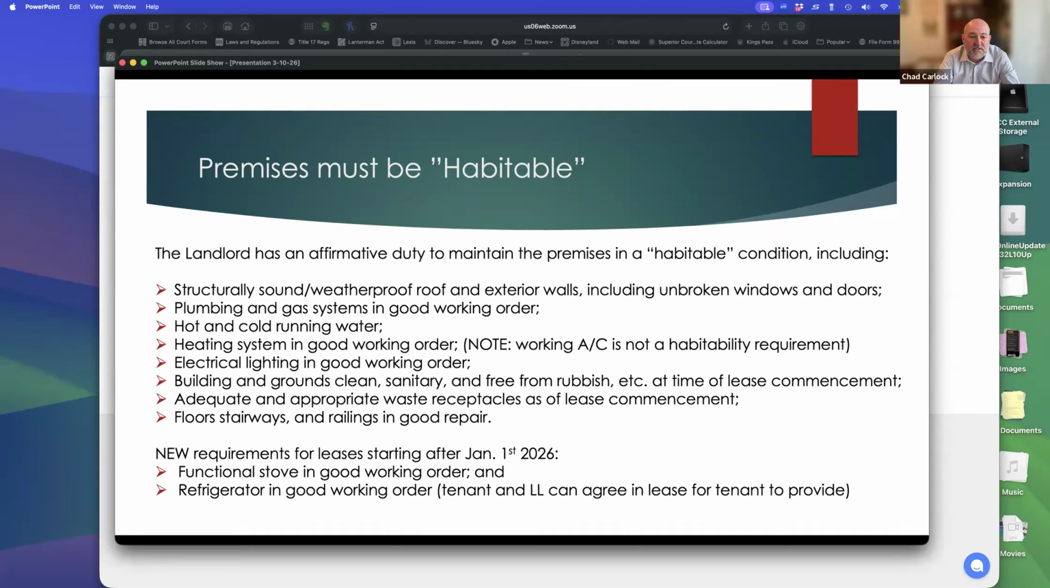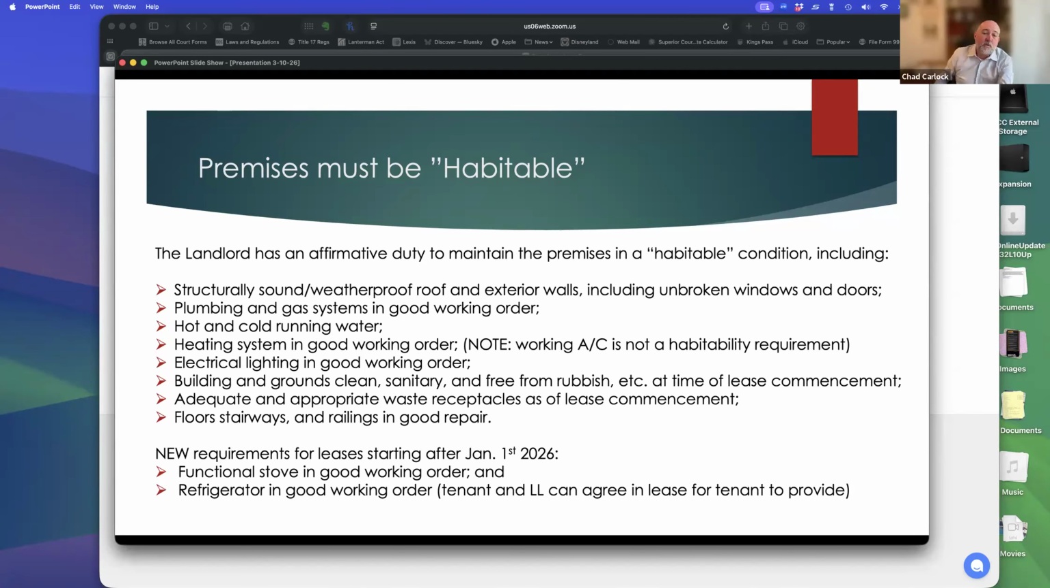All floors, stairways, and railings have to be in good repair. There was some legislation a few years ago after a couple of serious outdoor deck collapses that require owners of certain properties, most commercial properties, and a lot of the multi-unit buildings, to get inspections on a regular basis of any exterior decks or elevated platforms, anything like that that could be accessible to the tenants, to make sure that they're inspected and safe.